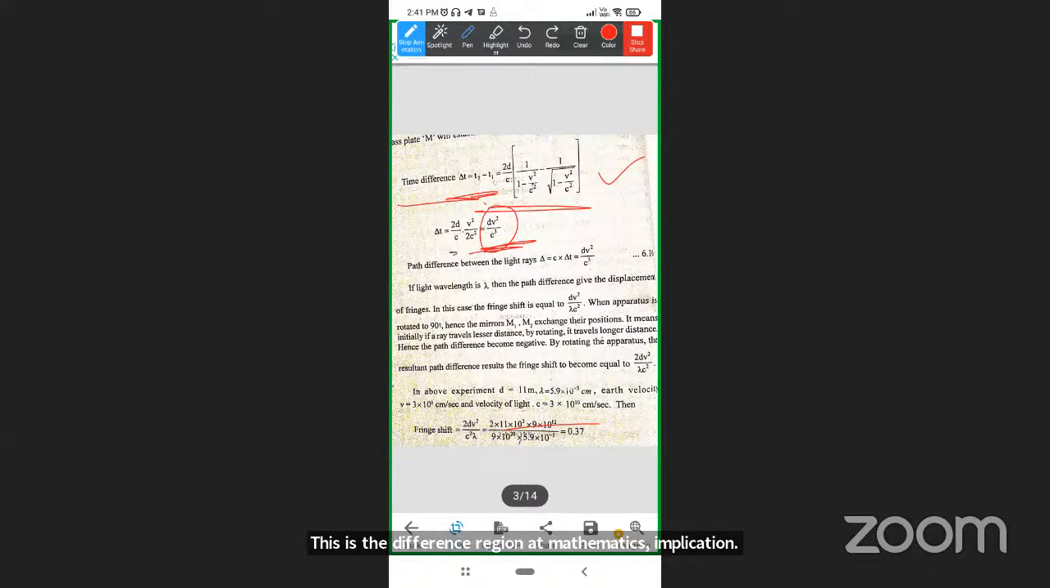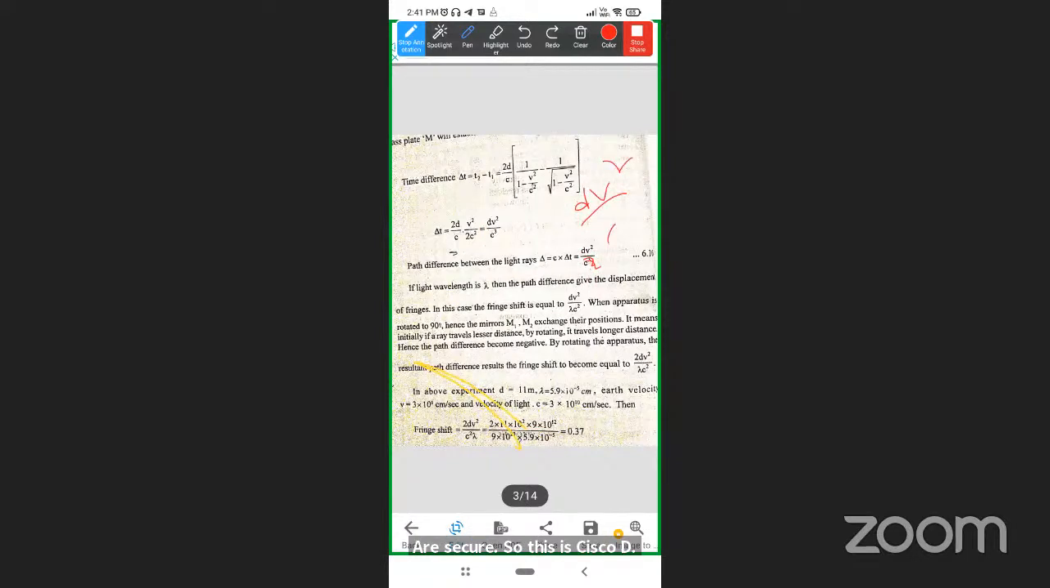So what is the path difference between the light rays? The path difference is equal to light velocity times time difference, that is c into the time difference. So d v square by c cube into c, one c cancels, and we get c square. So d v square by c square is the path difference between the light rays, del equal to d v square by c square.